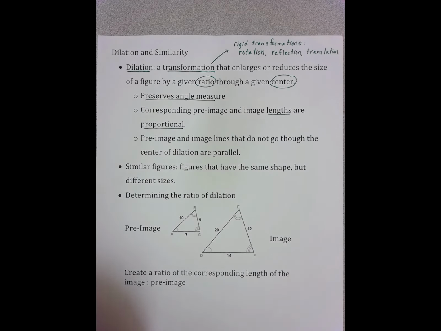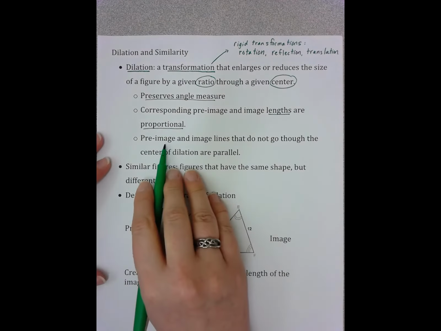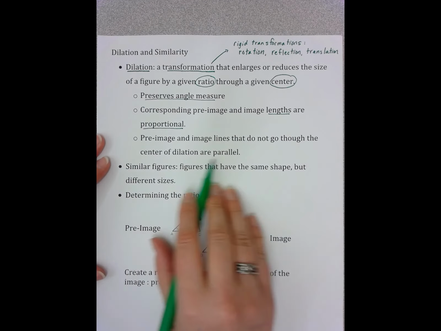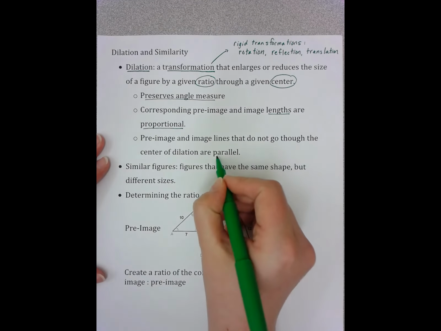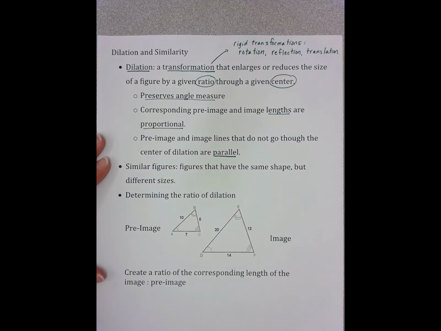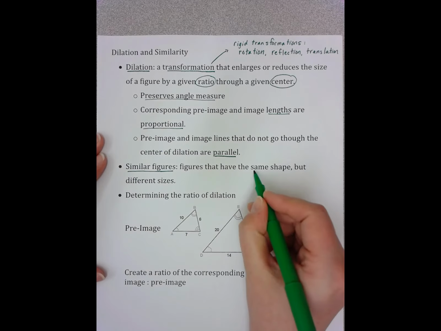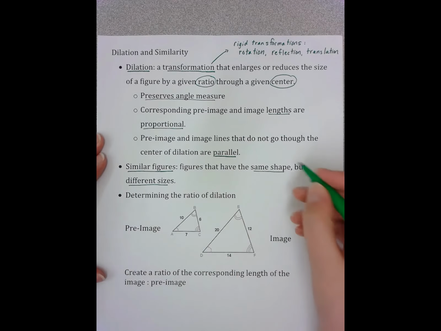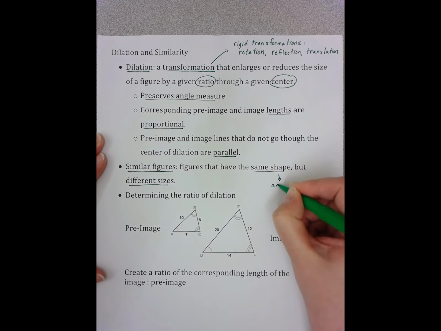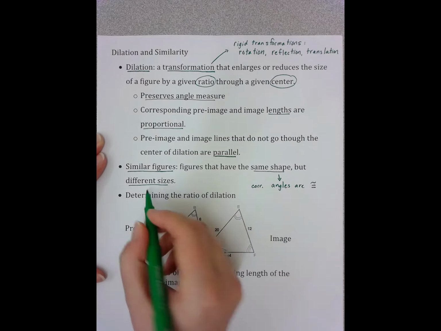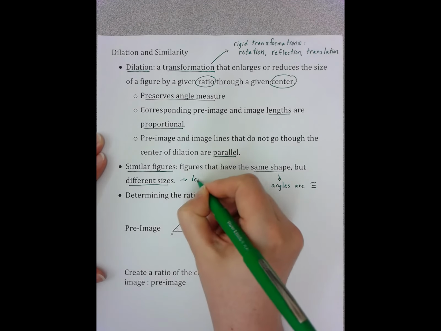We also know that when we have a pre-image and the image, lines that do not go through the center of dilation turn out to be parallel. And we'll look at that a little bit further later on. The process of dilation produces similar figures, and those figures have the same shape but different size. So this idea of same shape is the corresponding angles being congruent, and different size is the lengths being in proportion.